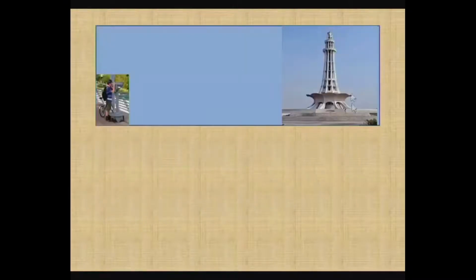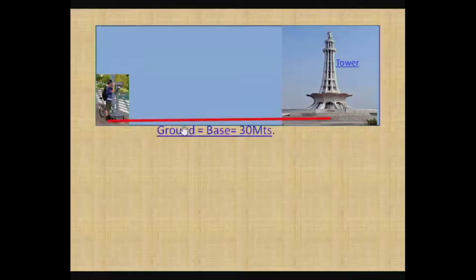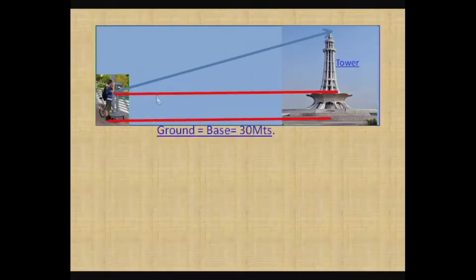See here, this is the tower which is given in the problem. The man or an observer is viewing from here. See, what is the angle of elevation given? This is the tower. What is the distance between foot of the tower to the man? This is 30 meters, and the line of sight is making an angle with the horizontal line. This angle is given as 60 degrees. Now, we have to find the height of the tower.